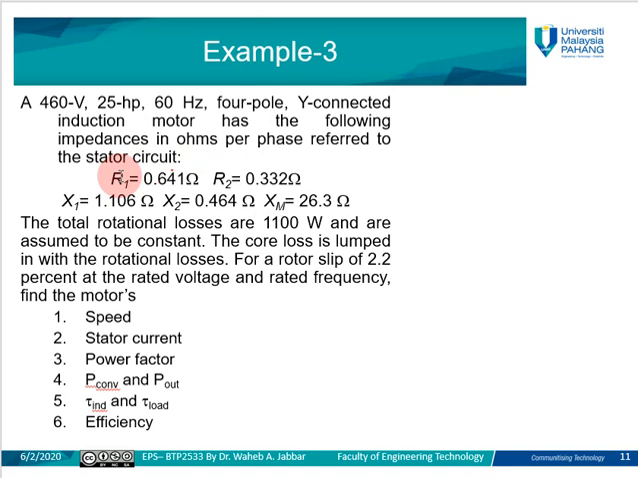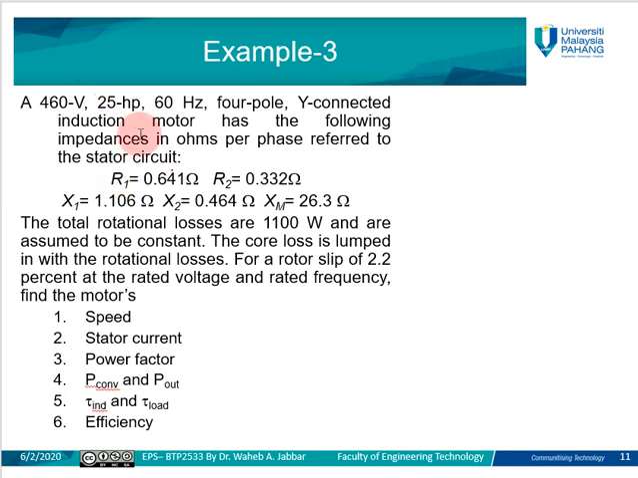So in the equivalent circuit of the induction motor, we have the resistor for the stator, the reactance for the stator, and also we have the resistor of the core, the magnetization reactance. We have the resistance for the rotor windings, and also we have the representation for the different losses of the induction motor.